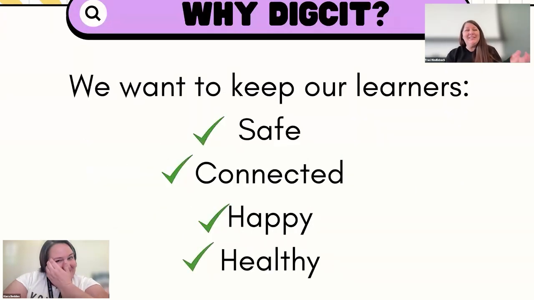So we've just talked about this. This is really our goal: we want to keep our learners safe, connected, happy, and healthy. Anything you want to say about that? I think we just said a whole bunch. Yeah, all of those things. This is our goal when we talk about digital citizenship.